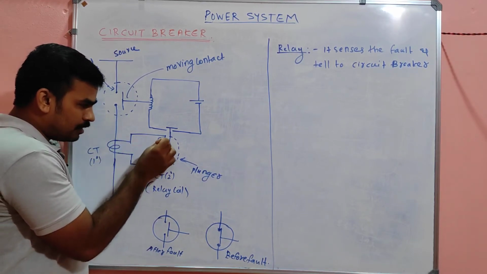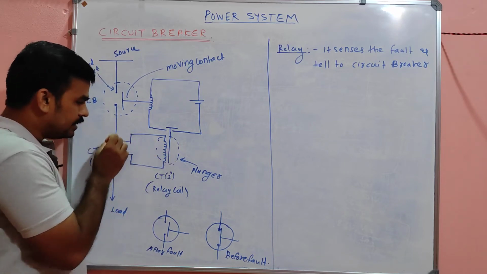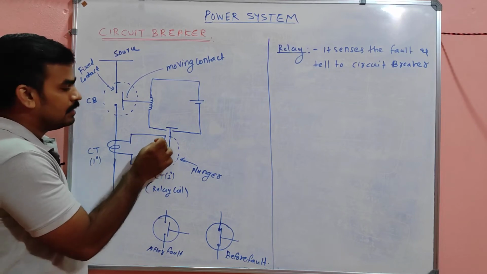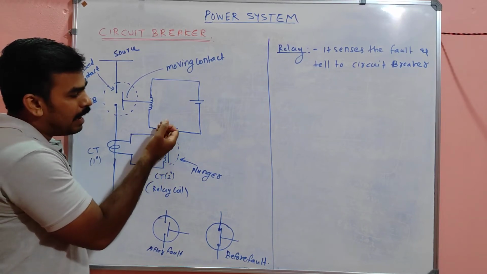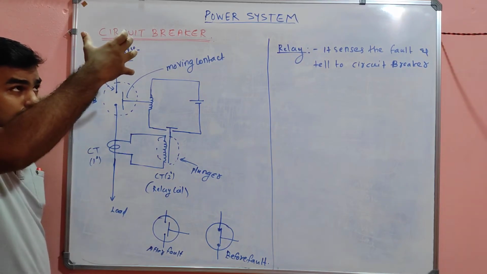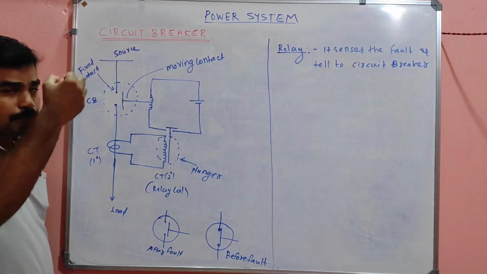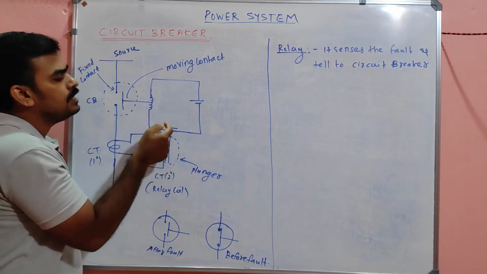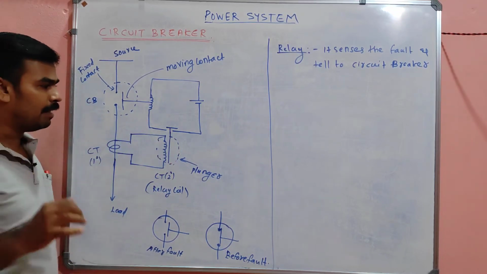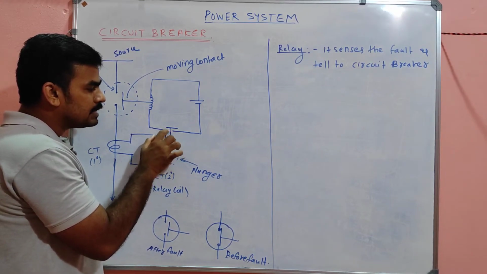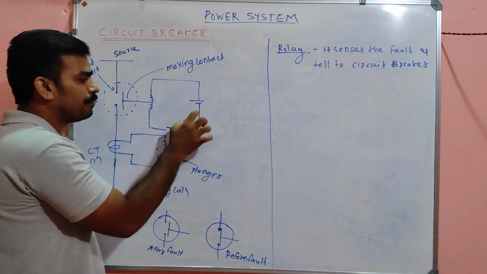In the current transformer secondary, the current is increasing here, so proportionally the current will be increasing here also. This increasing current will move towards the plunger. So what happened? The plunger will come in, and this connection will be completed.